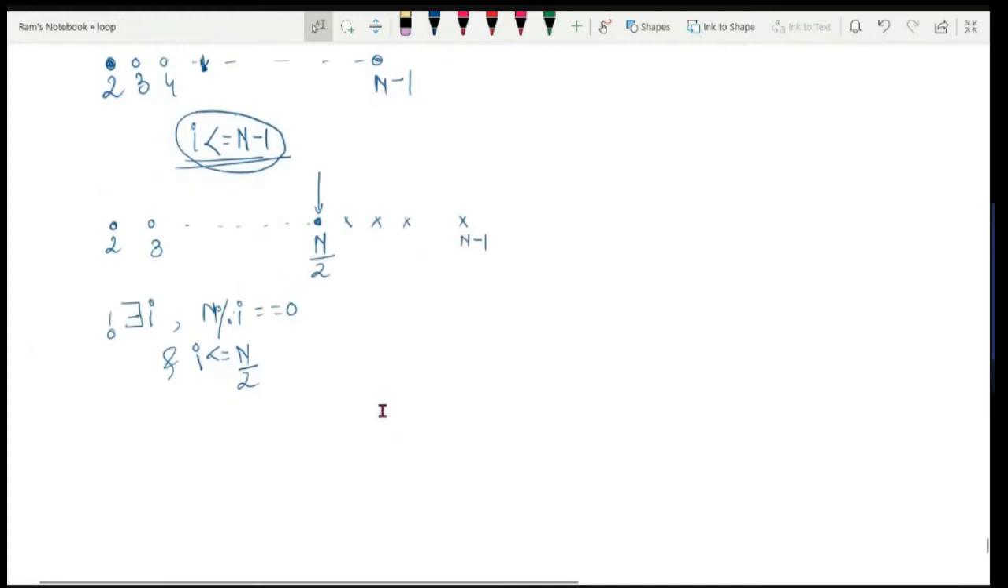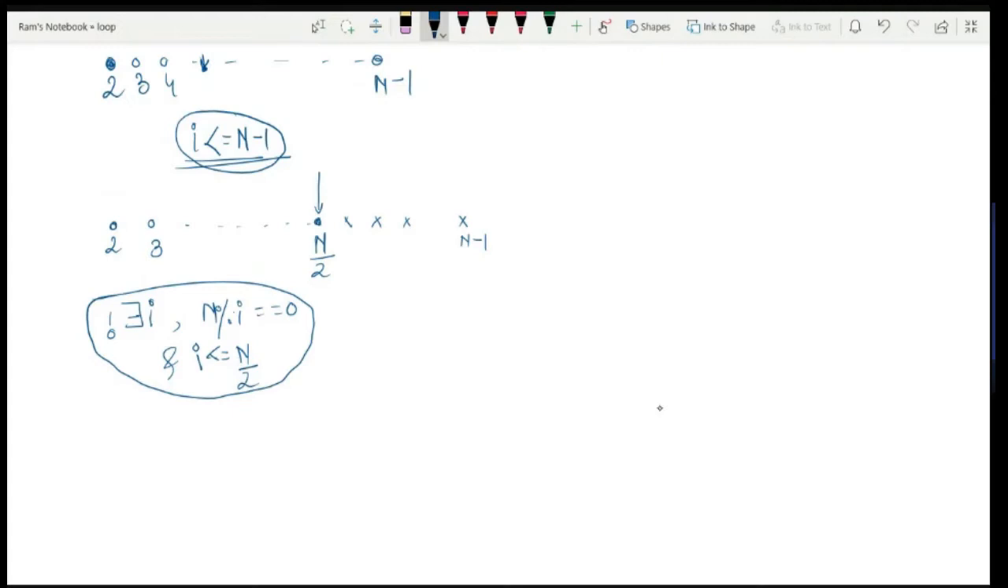Let's see. We know these things, that is, this is our ground truth. We know that we have checked all the numbers up to n by 2 and we didn't get a solution. That is, we didn't find any number i within this range that divides n completely. That is our ground truth. And also we know that whatever this i is, now we are going to check that i is greater than n by 2. Based on these, can we conclude something?